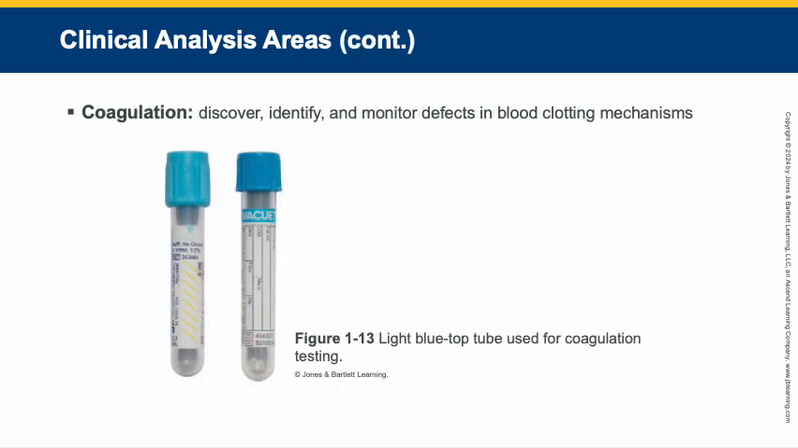Next, we have coagulation, which is the study of the blood's ability to form and dissolve clots. Coag tests are closely related to hematology tests because they're used to discover, identify, and monitor defects in the blood clotting mechanism involving formed elements in the blood called platelets. This is usually a part of the hematology department or close by, and they use light blue or blue top tubes.